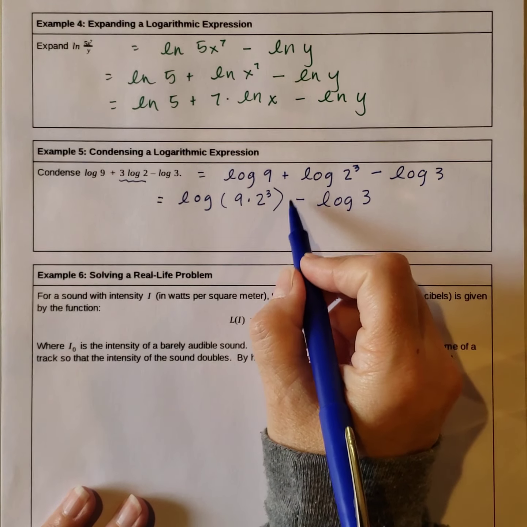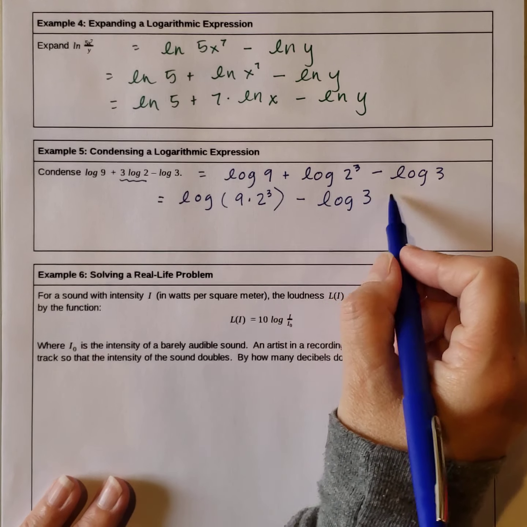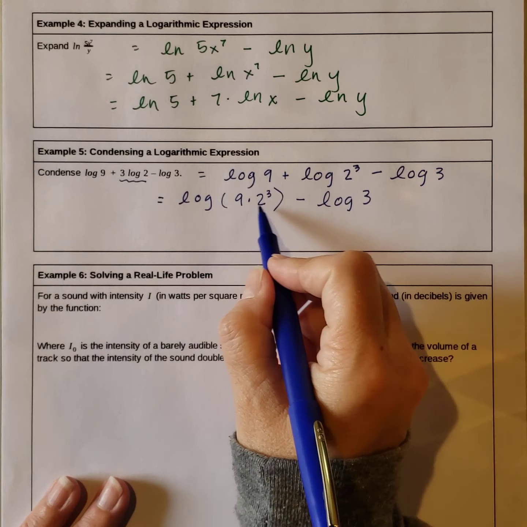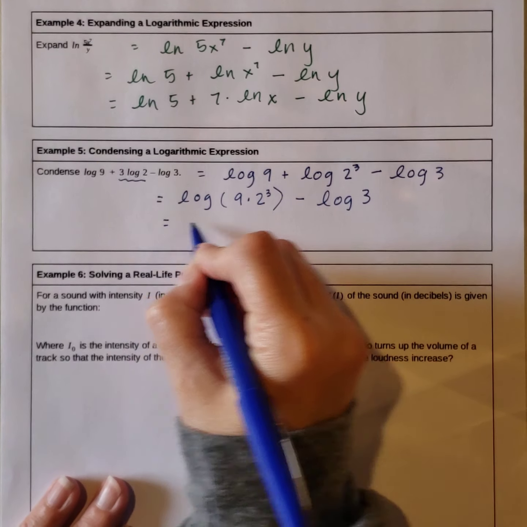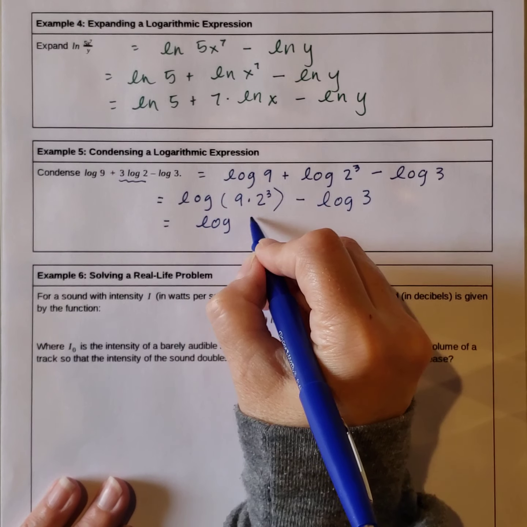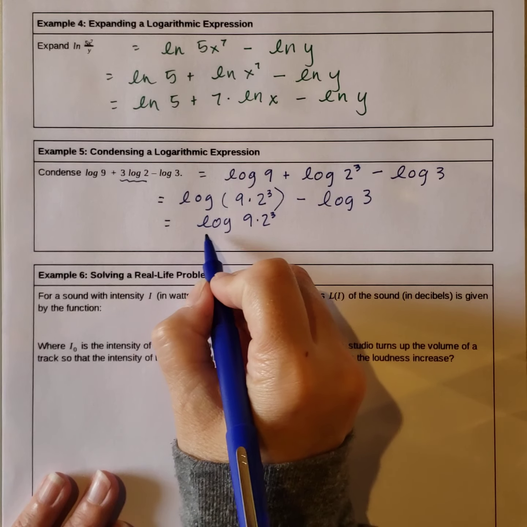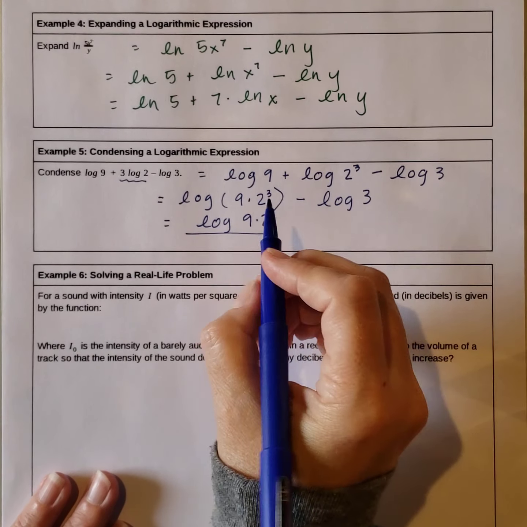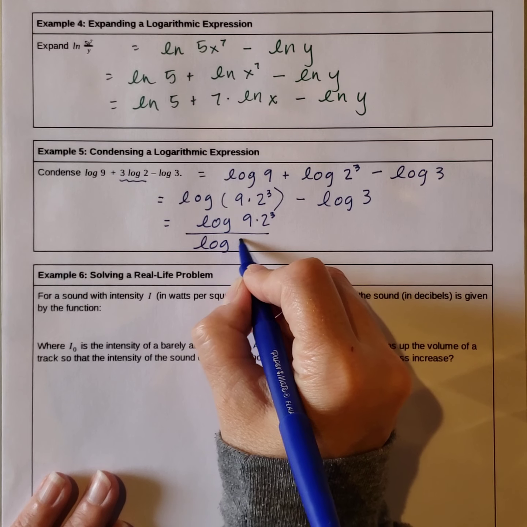When we see the subtraction sign, that is our quotient property. So that means that this expression goes below this expression. So this is log of 9 times 2 to the 3 over log of 3.